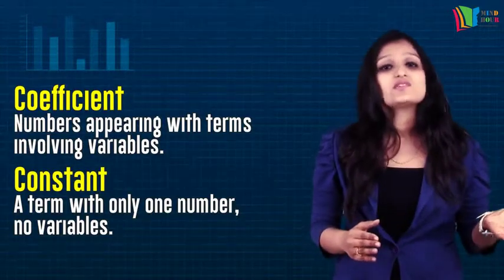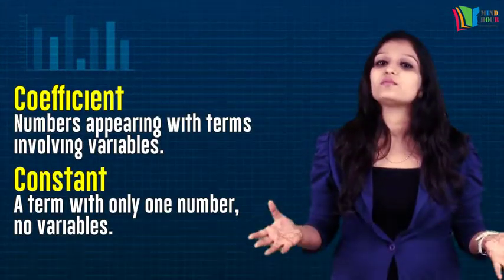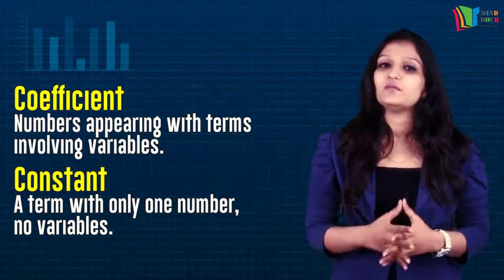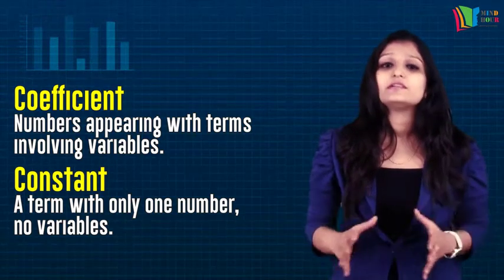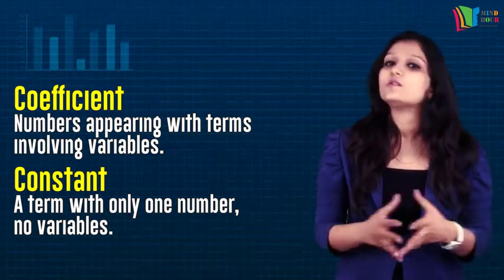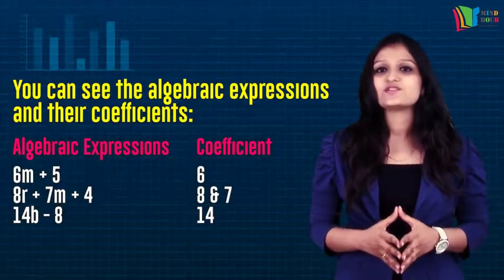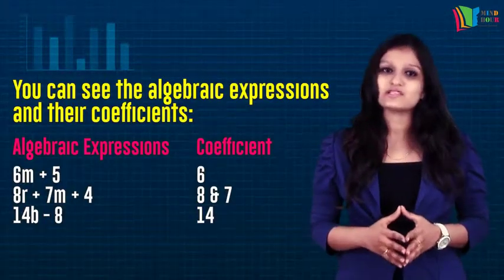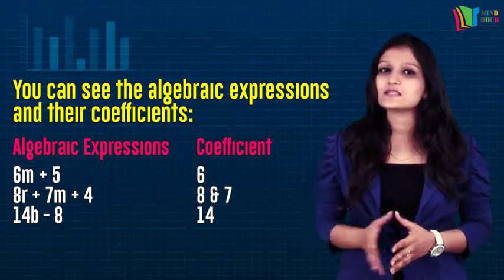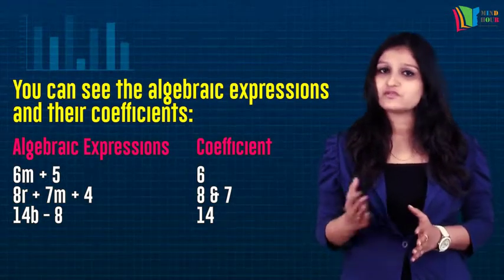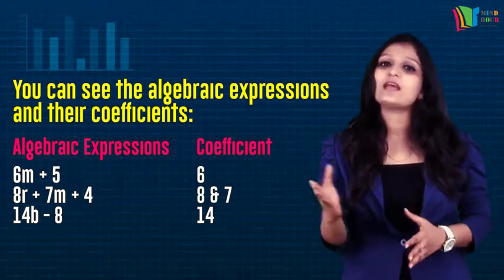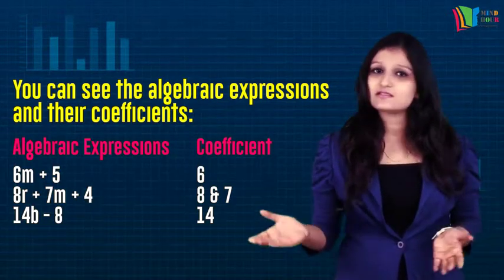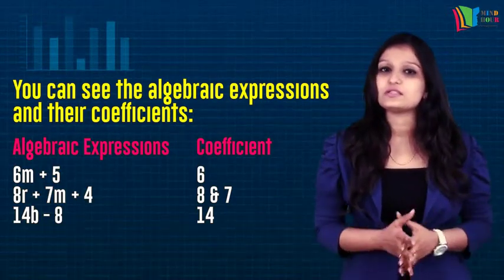The number which is in a product form with a variable is called the coefficient of that variable, whereas the number that appears alone is just a constant. Consider the algebraic expression 6m plus 5. The coefficient is 6. In 8r plus 7m plus 4, the coefficients are 8 and 7. In 14b minus 8, the coefficient is 14.